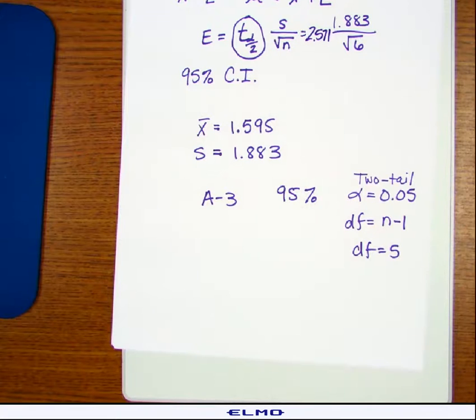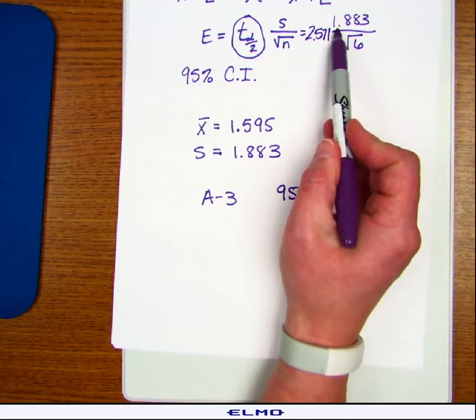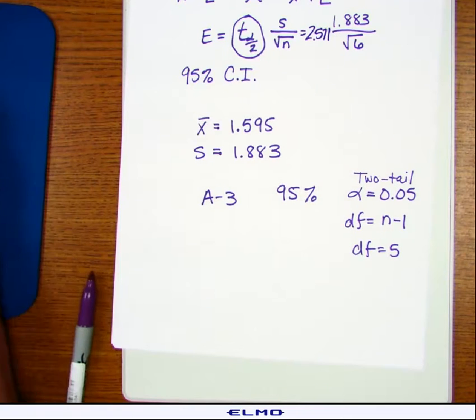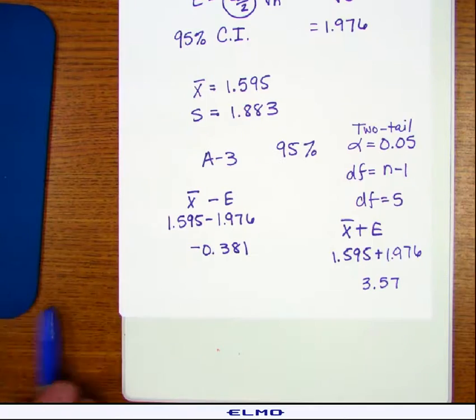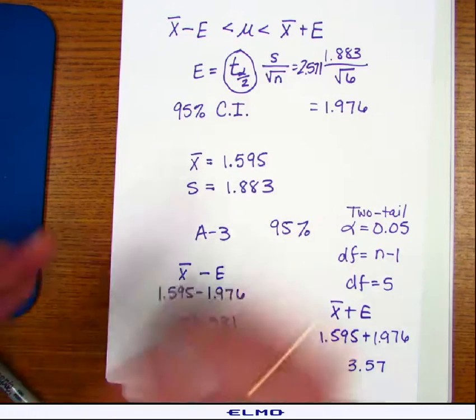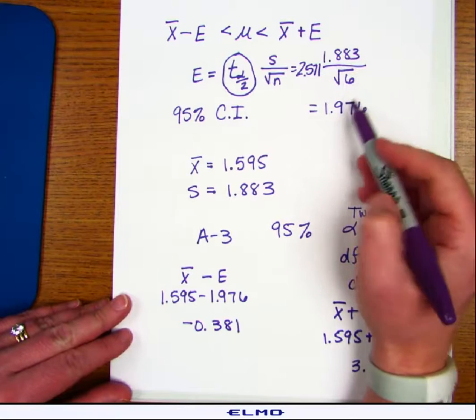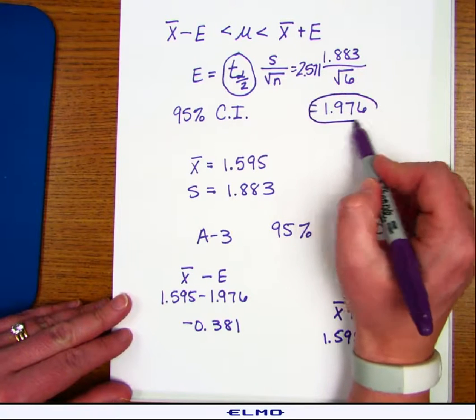So I'm going to plug that in, 2.571. And now I just need to calculate what that number is. I'm going to take 2.571 times 1.883 and divide by square root of 6. Okay, so if we calculate this out, 2.571 times 1.883 divided by square root 6, we get 1.976.